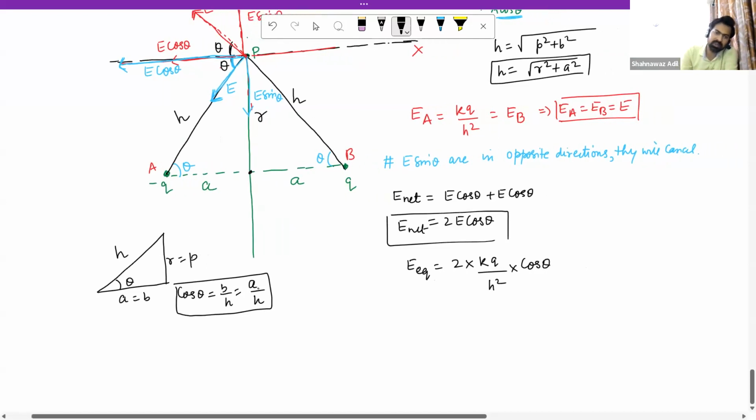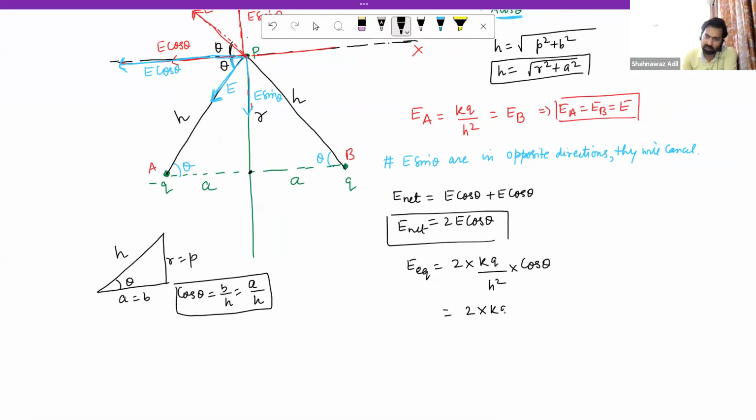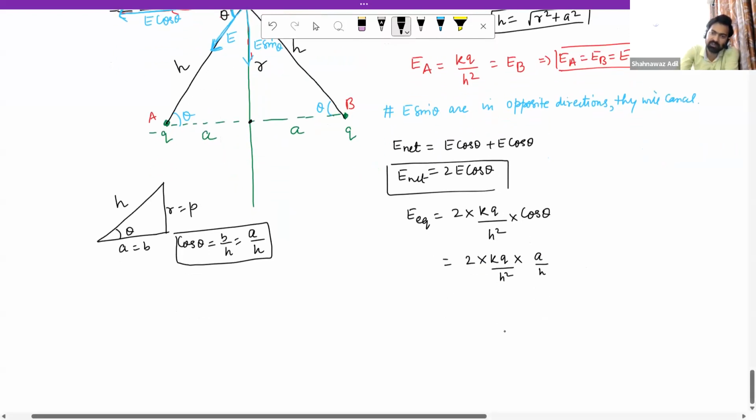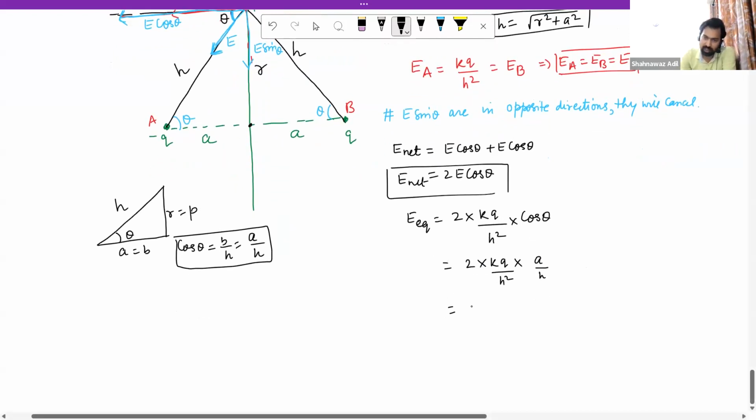So we will put this thing. We just remember this thing and we'll put all these values. So this is 2K cube and cos theta is A by H, and this is H square. Now we will put the value of H, right? So what is H? H is root of R square plus A square and then whole square.